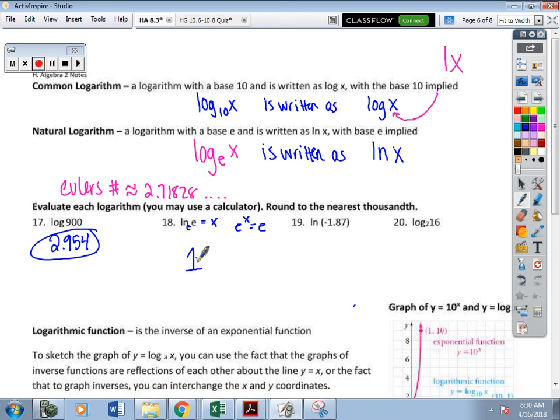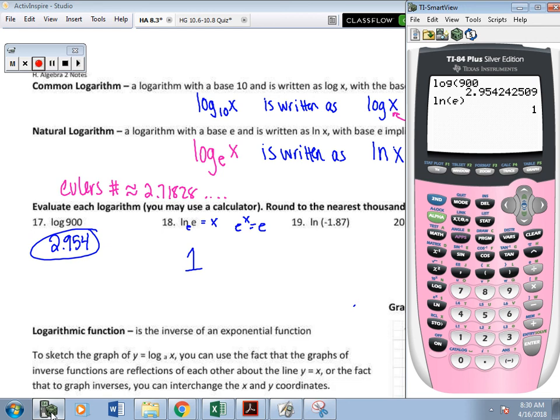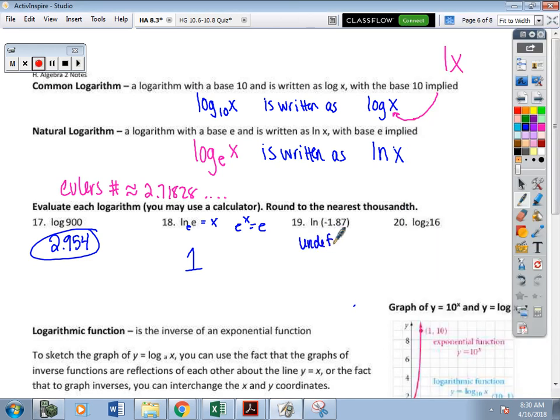But natural log of a negative 1.87. Let me press second. And we should get an error. Non-real answer. So this answer would be undefined. Doesn't exist. When we look at the graph of that, we will see why. And the last one has a log base 2. Our calculator only does a log base 10. So this is not possible to put in the calculator.